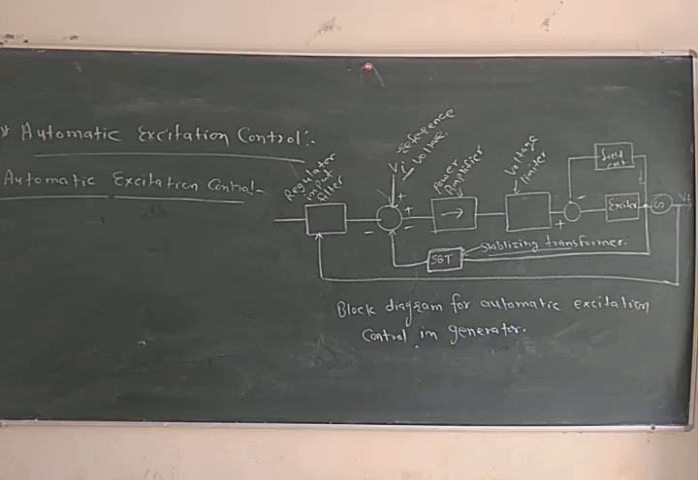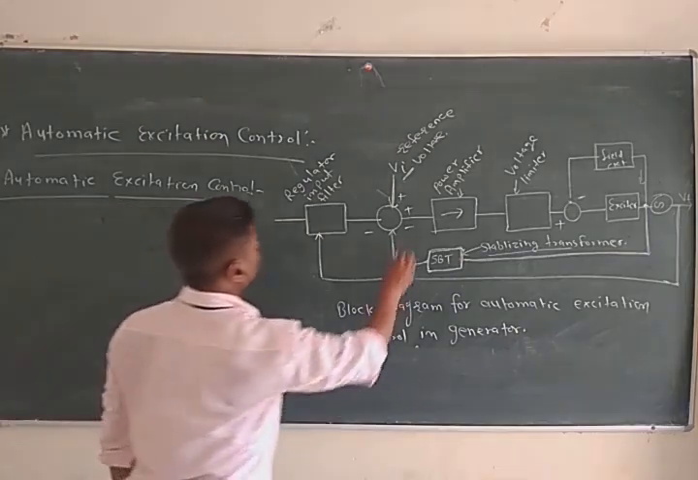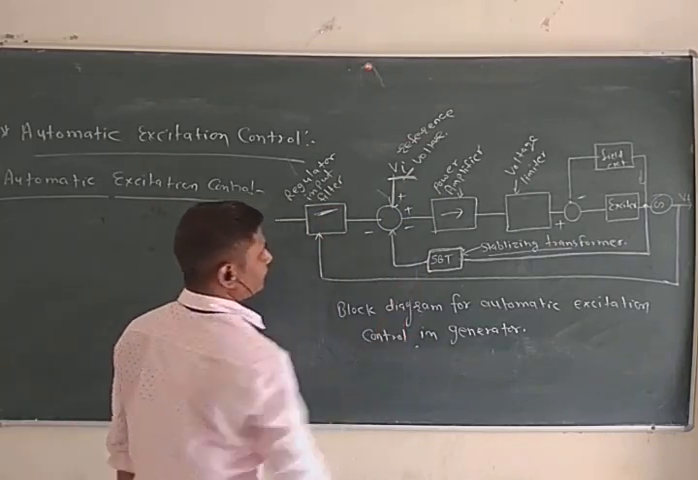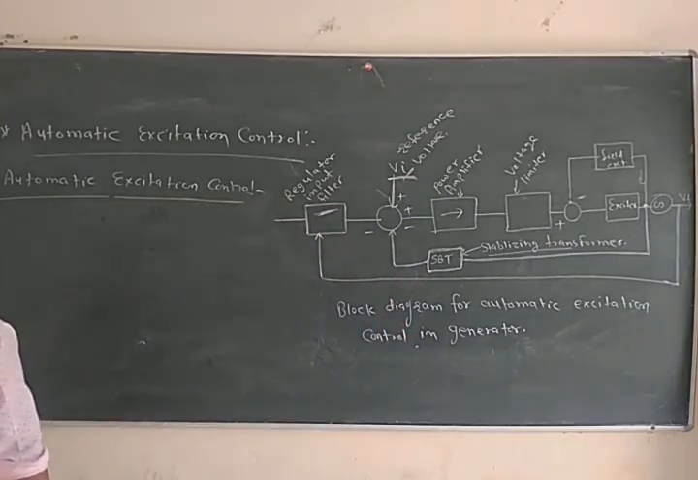Again, we say that the output voltage of the alternator obtained through a potential transformer is rectified, and after rectification this voltage is filtered, and after filtration it is compared with a reference voltage, that is Vi. Vi is the reference voltage we are discussing, and this is the filter circuit, and this is the stabilizing transformer and tap changing transformer. We can use a potential transformer in the circuit.